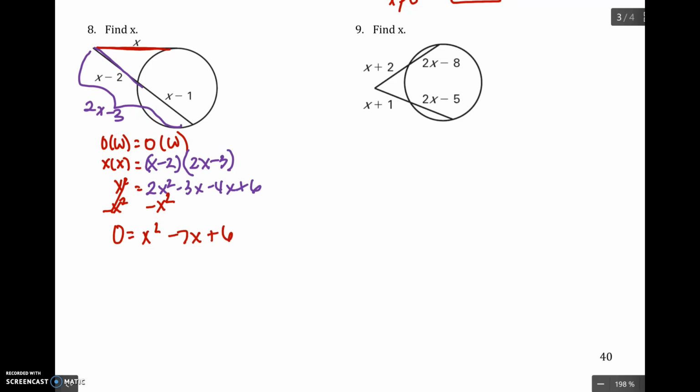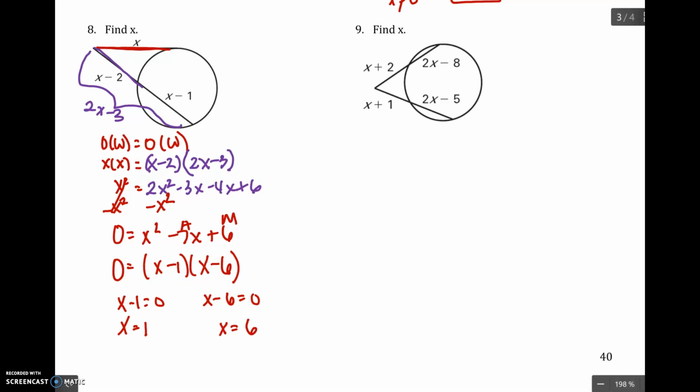And now this is a normal trinomial, so we are just looking for numbers that add to -7 and multiply to 6, positive 6. So I would use a -1 and a -6 and solve each one. So x minus 1 would equal 0 and x minus 6 would equal 0. And I'm going to get a 1 and a 6. And again, I need to check both of those answers to see what makes sense and doesn't give me something weird. So if I plugged a 1 in here, I'd end up with a length of -1 on that outside segment. That's not allowed, so that's not going to work. If I plugged a 6 in, though, 6 minus 2 is 4, and 6 minus 1 is 5. So I get positive numbers for both of those, and that's okay.